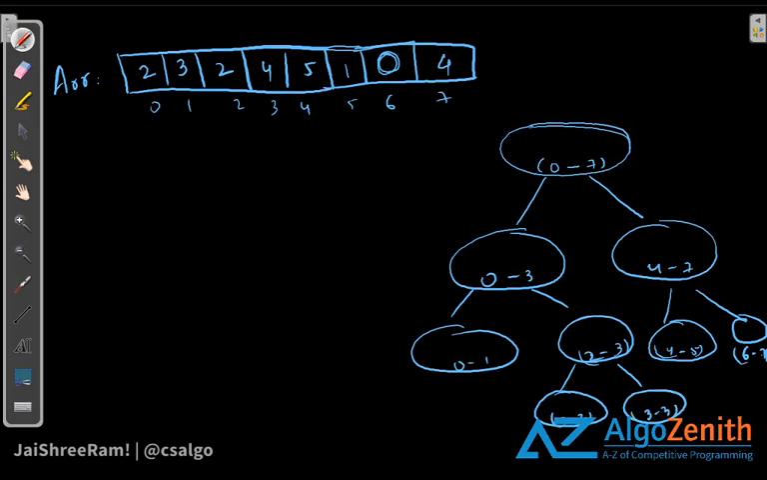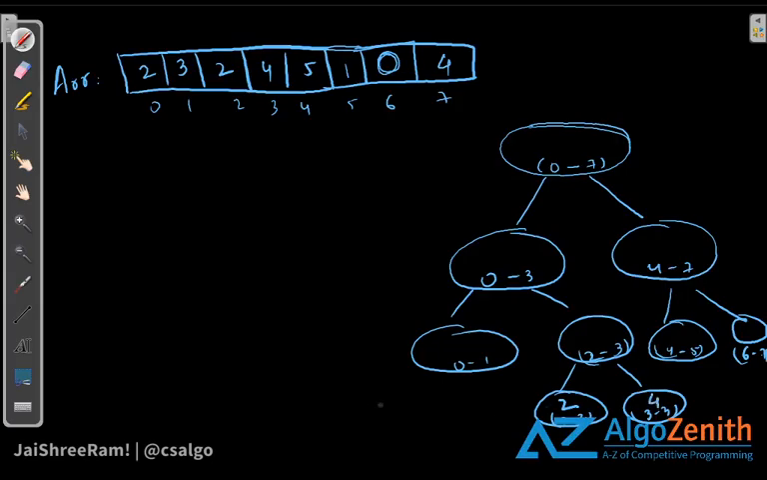So now what we do is that these leaf nodes contain the element that is present in the array. So this 2 to 2 will contain the element present at 2. So that would be 2, right? 3 to 3 will contain the element that is contained at 4, okay?